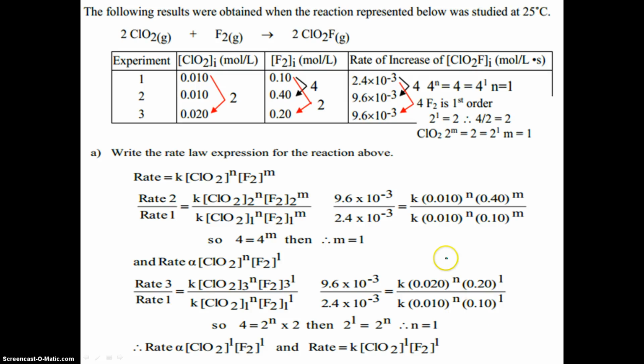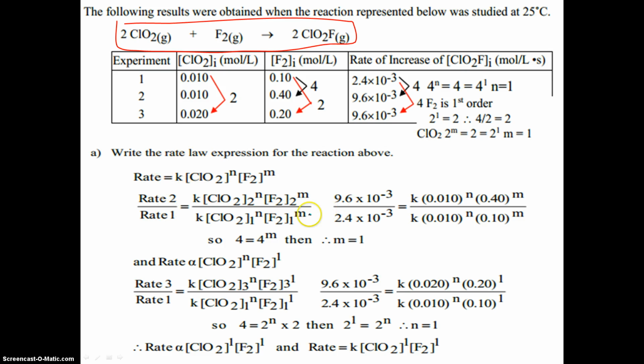Okay, the following results were obtained when the reaction represented below was studied at 25 degrees Celsius. So here's our equation, and then here is our data table. Write the rate law expression for the above reaction. First, what they did is they found out what those exponents were. This should be pretty straightforward. There's nothing difficult about this.